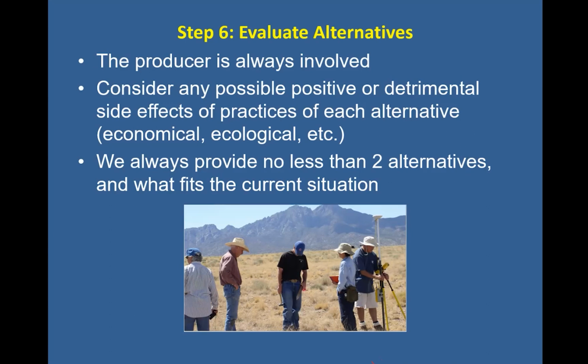So we try to give no less than 2 alternatives. In some cases, there may be more, but usually we try to give at least 2 alternatives to that landowner, so they feel that they can make the best decision that fits their operation the best. Next slide.